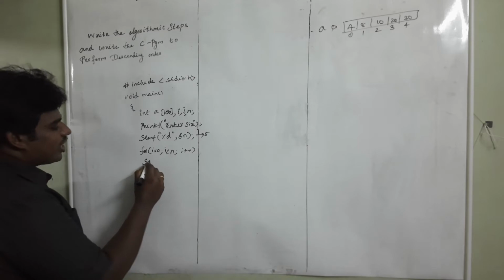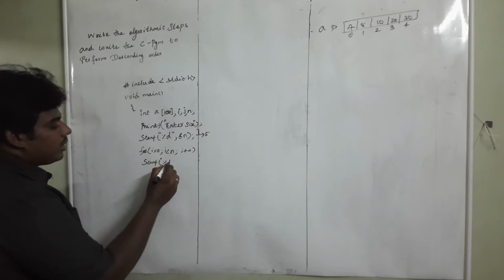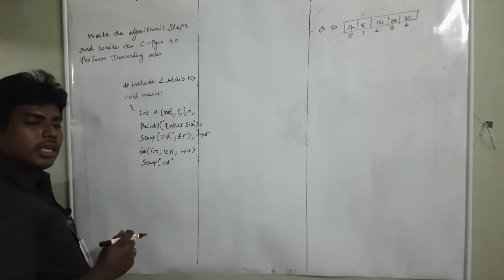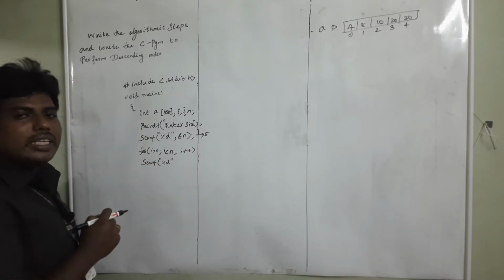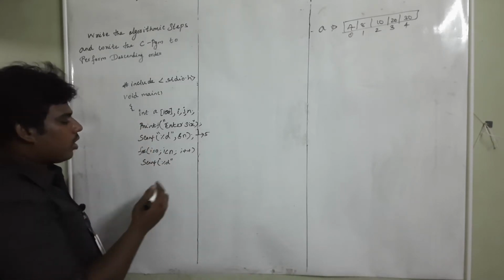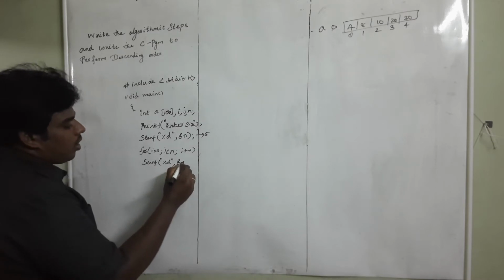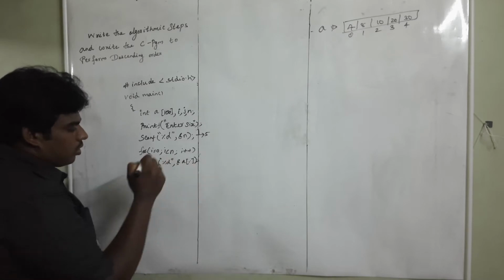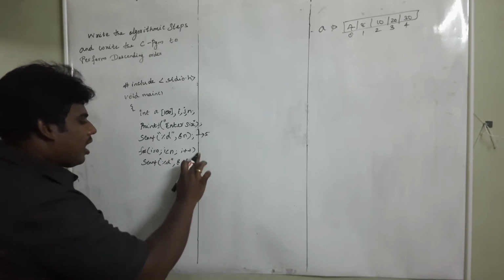Then inside that, scanf "%d". Why are you using %d? What's the array? Integer array. What type of array? Integer array. Comma, address of A of i.